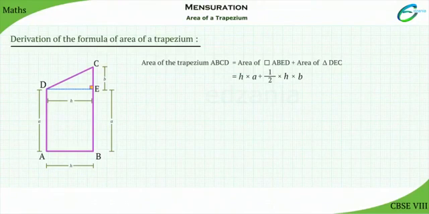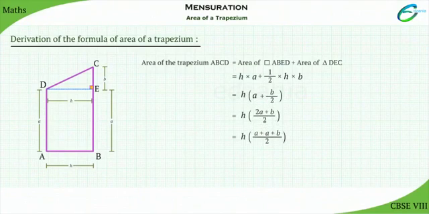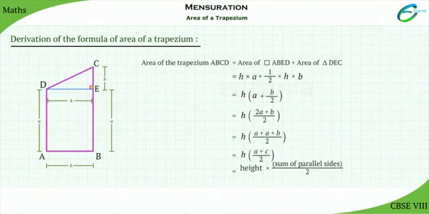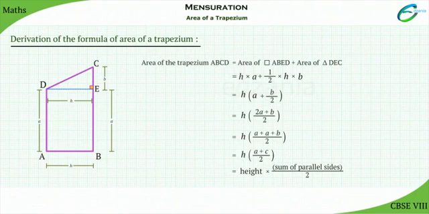As H is common here, we take H outside. Adding A and B over 2, we get the next step. Then we can write 2a as a plus a. From the figure, a plus b is same as c. Therefore, we can generalize that the area of a trapezium is the product of its height and half the sum of the parallel sides.